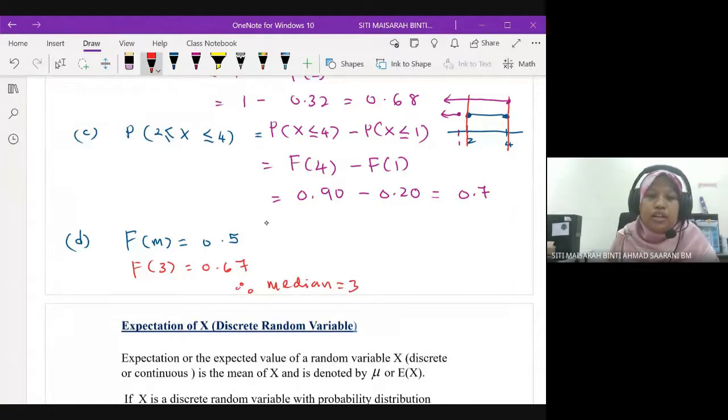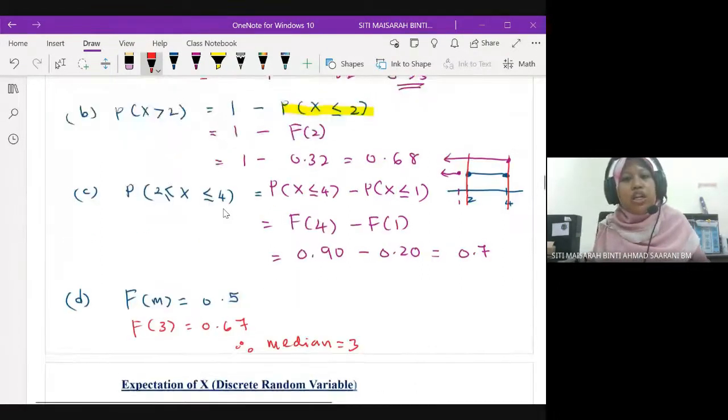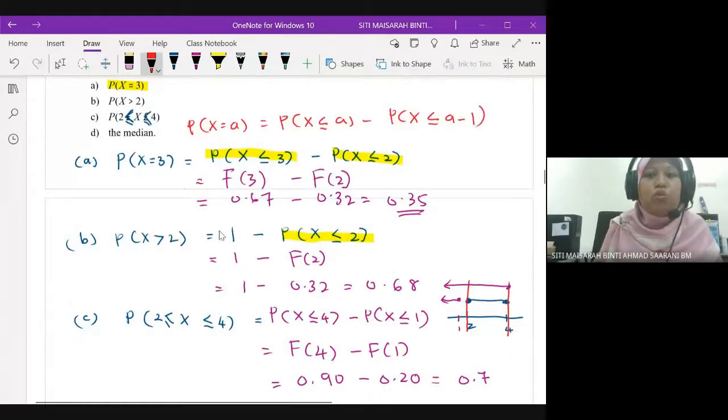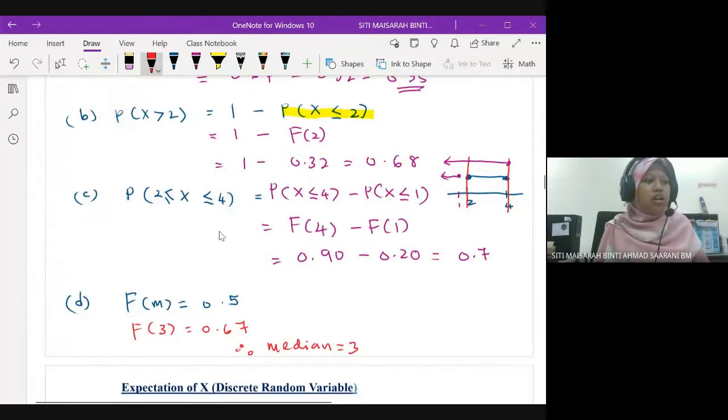So median duduk dekat X equals to 3 lah. Okay. Kalau 2 dia tak cukup lagi. Kalau 2 is 0.32. Jadi tak boleh consider median is equal to 2. Mesti consider median is equal to 3 because dekat situ baru cukup 0.5 Fx je. Okay. So ini kalau nak cari probability guna kumulatif. Soalan example 2 kalau nak guna kumulatif. Soalan example 1 kalau nak guna PDF. So awak kena tengok perbezaan antara example 1 and example 2.